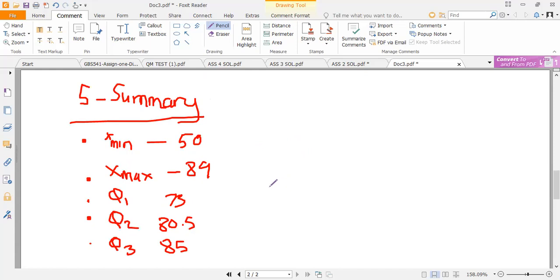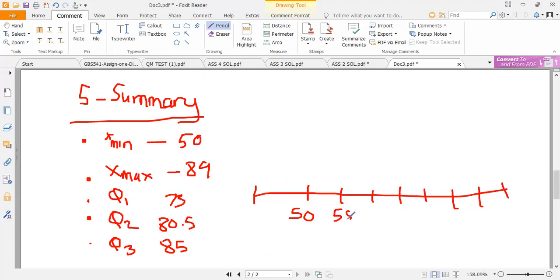So how do we draw the box whisker diagram? We can use a number line. So maybe here we have 50, 55, 60, 65, 70, 75, 80, 85. The lowest number here is 50. The highest number is 89.